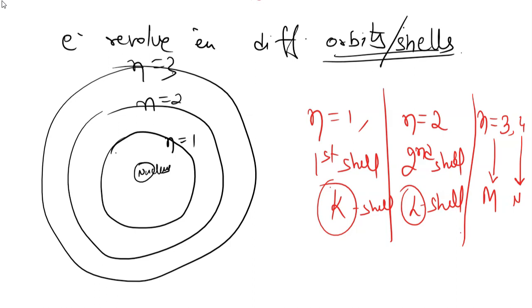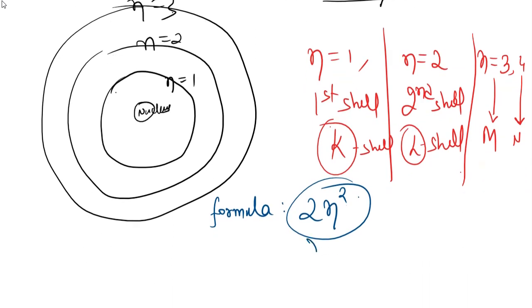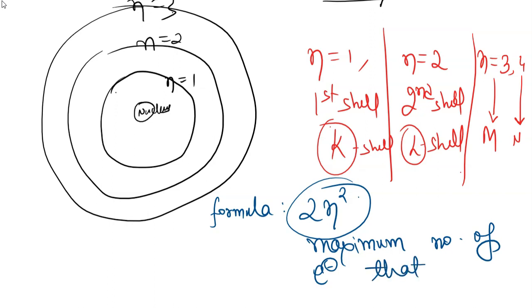But here, according to Bohr, he gave a formula. His formula was 2n square. This 2n square represents the maximum number of electrons that can be contained in a shell. So with respect to the value of n, we can get the number of electrons that could be contained in that shell. It's not necessary that it will be contained.